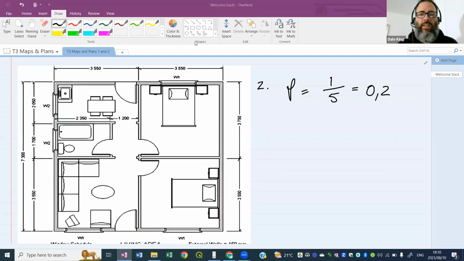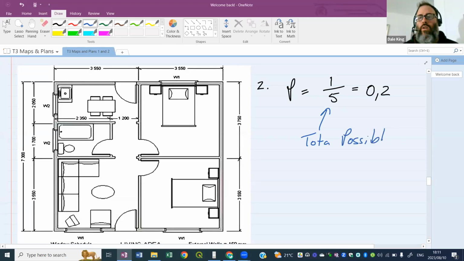Okay. So that is the probability of getting a door that opens to the left from the outside in this house. The probability is 1 out of the 5. So remember this 5 here is the total possible. There are 5 doors and only one of them opens to the left, sorry, from the outside. That's why we got 1 over 5. And they want it in decimal format. You just use your calculator for that.